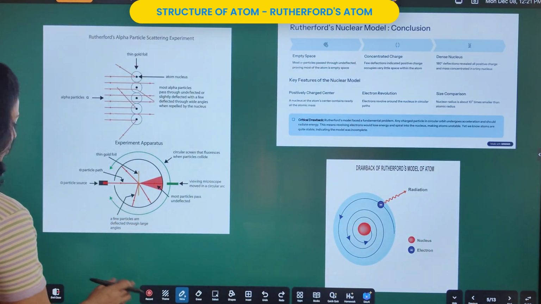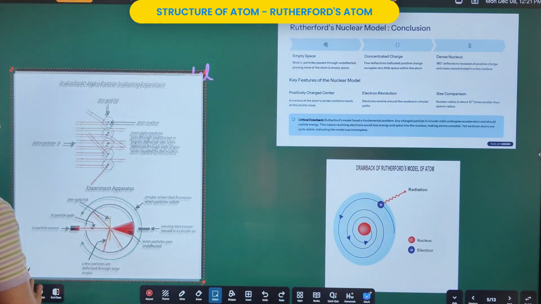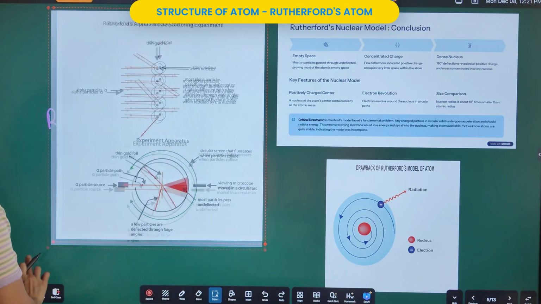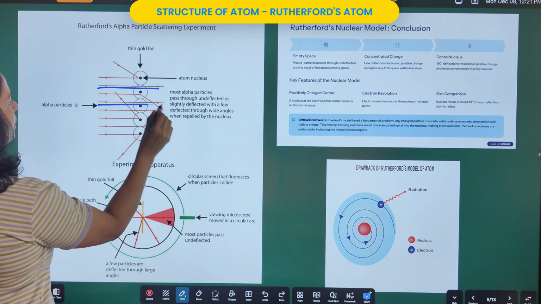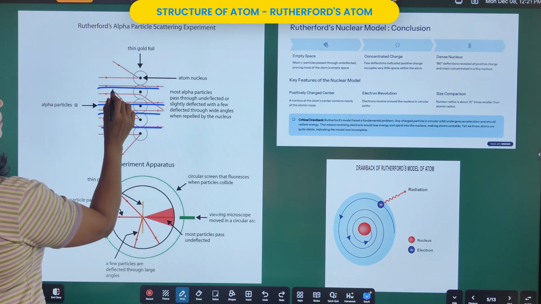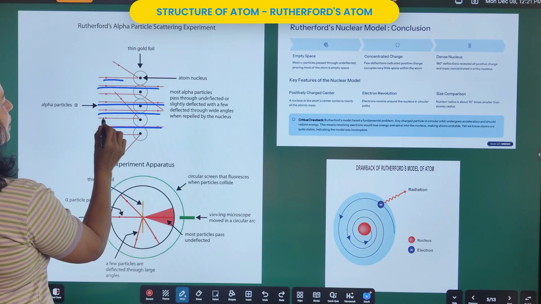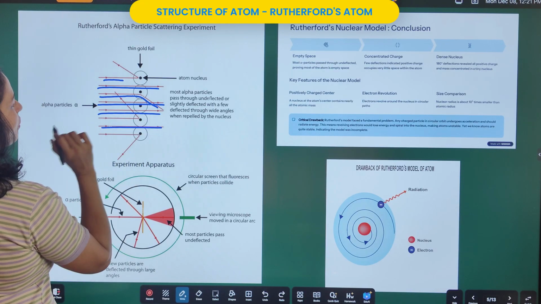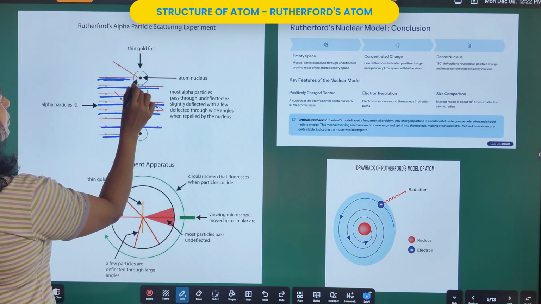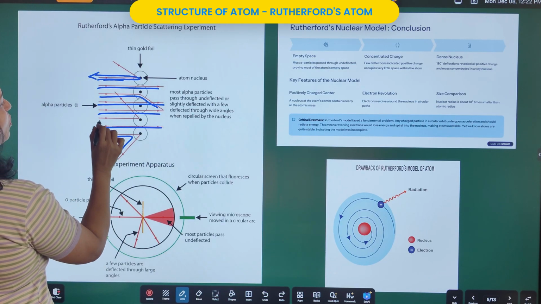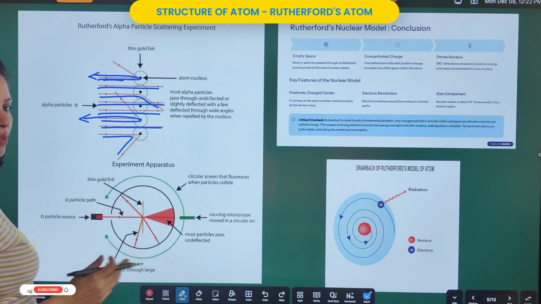As you can see here also, many are passing straight, right? Some went by some angle. Some passed by some angle, right? But some took a rebound. Very few, you see, came back 180 degrees.